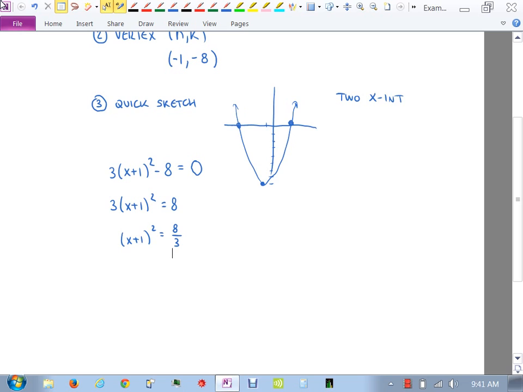2.66. Okay, we'll say 2.66 or 2.67. How about we just round it to 2 decimal places? 2.67.